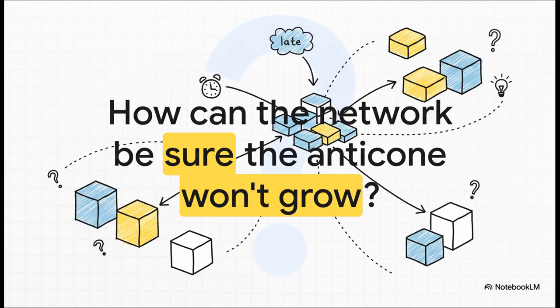This brings us to the first major headache, parallel uncertainty. What happens if a parallel block gets delayed on the network? How does the system ever know for sure that the set of parallel blocks, the anticone, is complete? A block that's just running late could suddenly show up and potentially change everything.